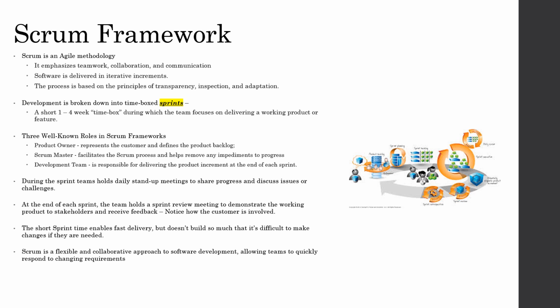And that time box focuses on that one task that we're going to try to, or maybe one or two, some number that our team can handle. And within that sprint, we focus on getting it done. And we have some specific interactions between the teams. There are 3 well-known roles within the Scrum framework.